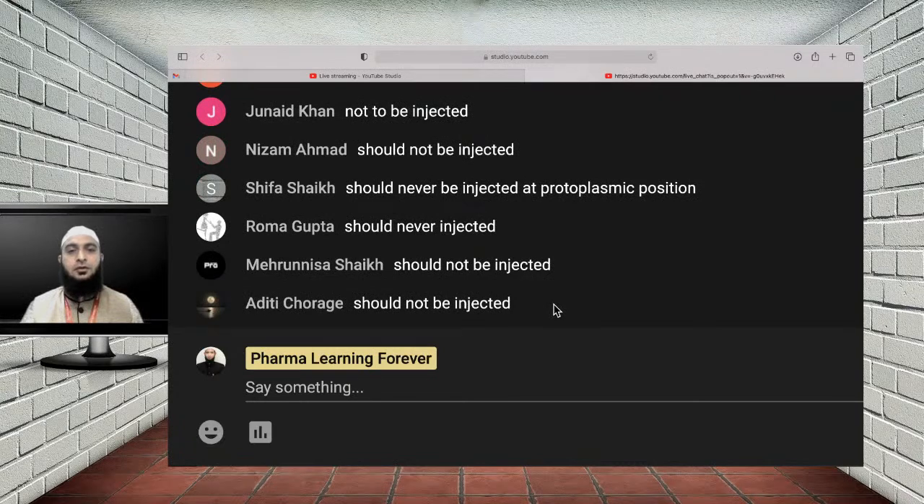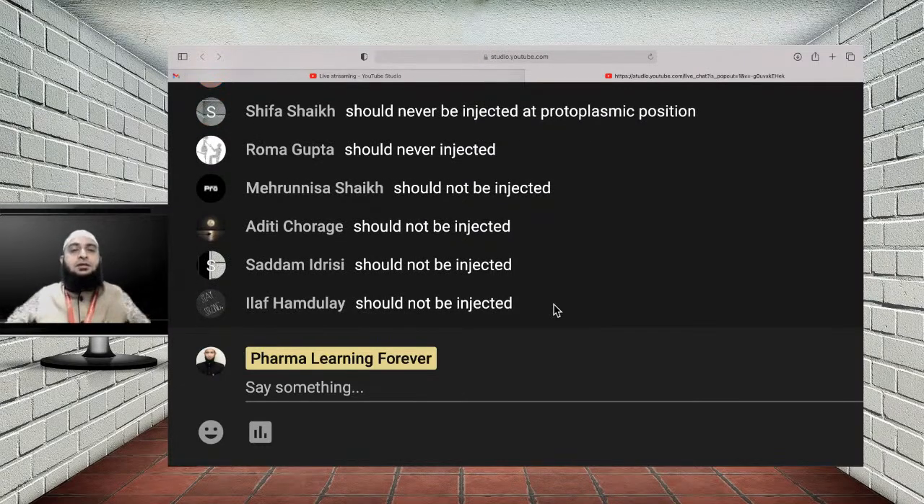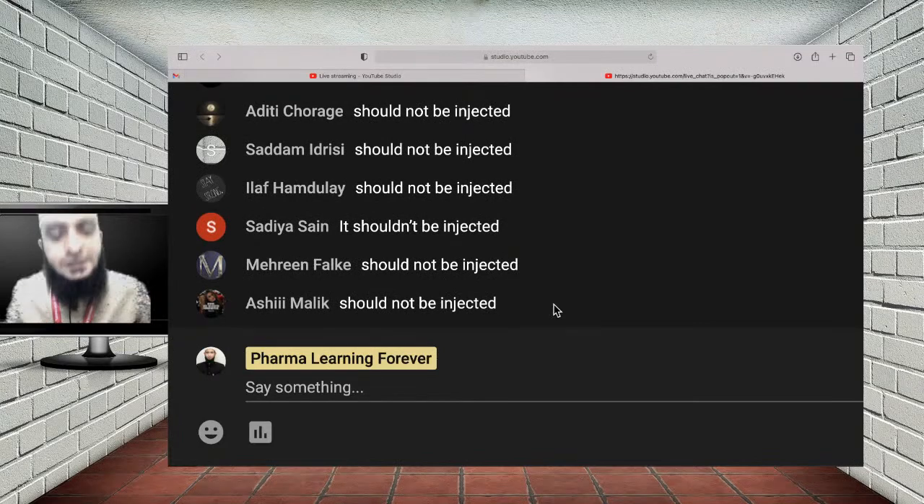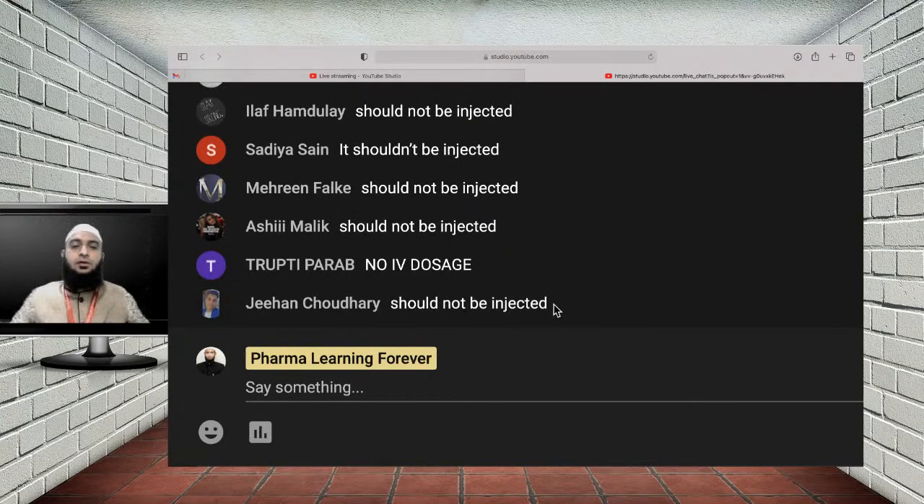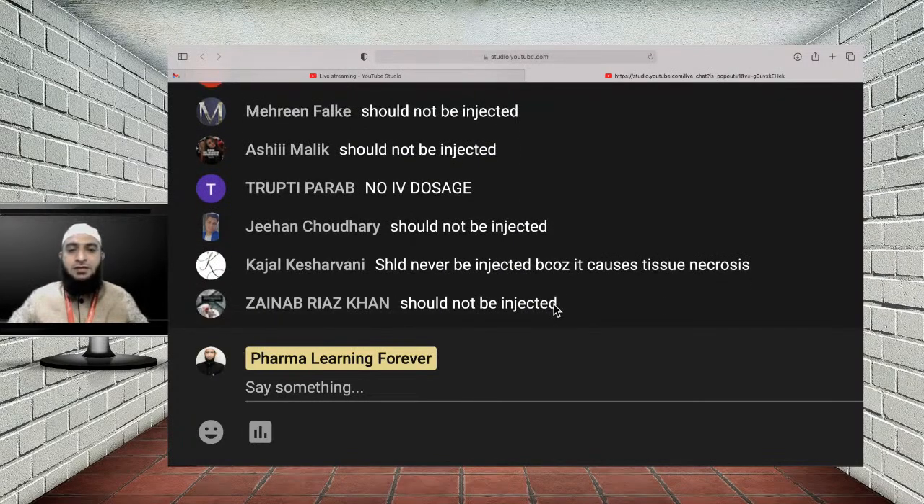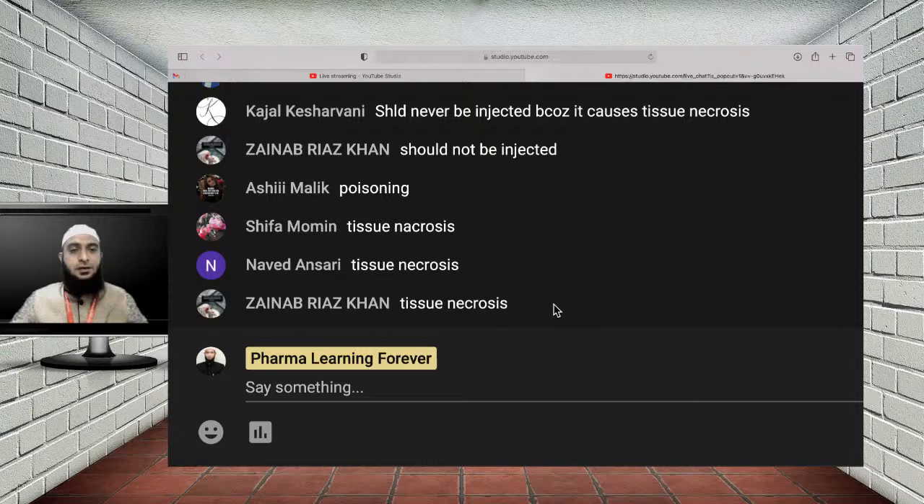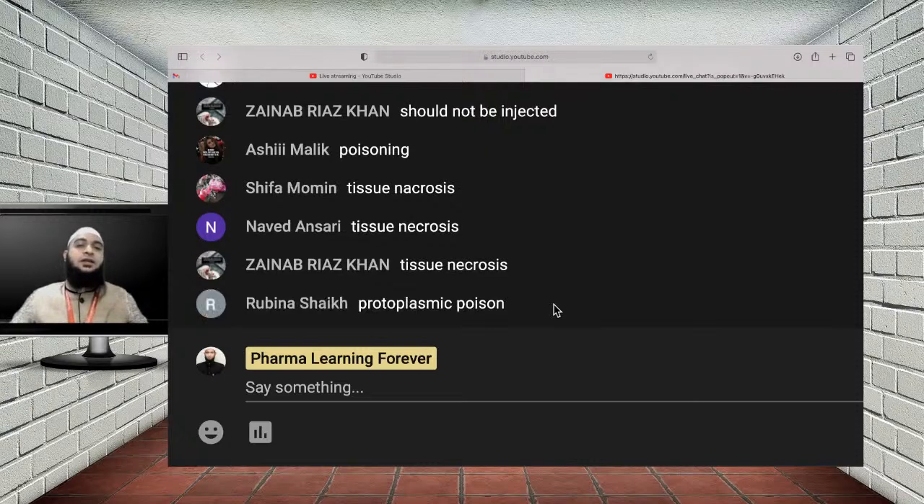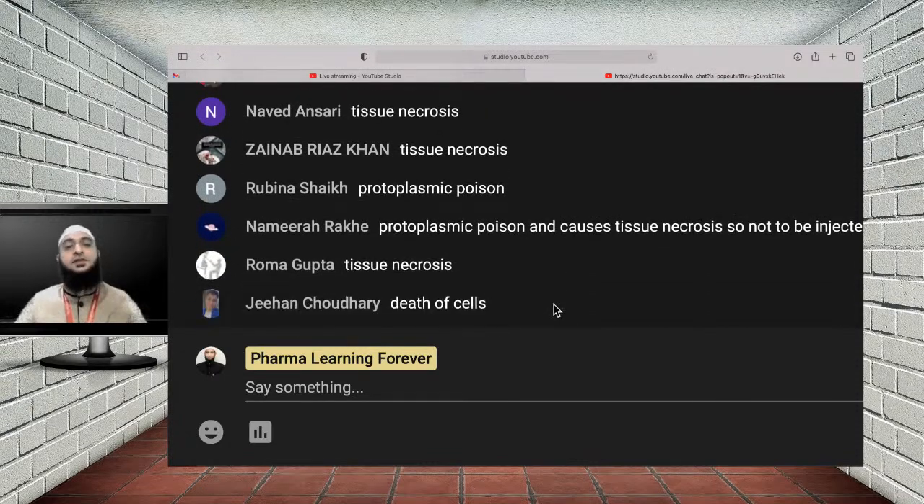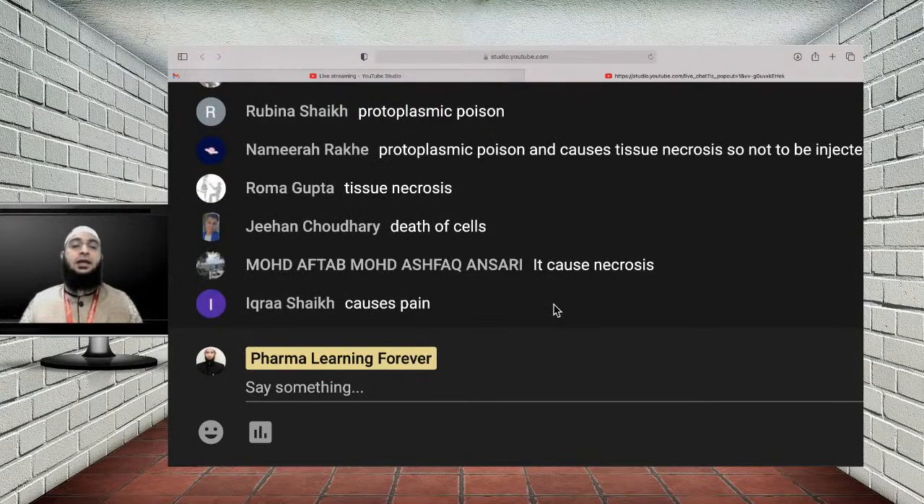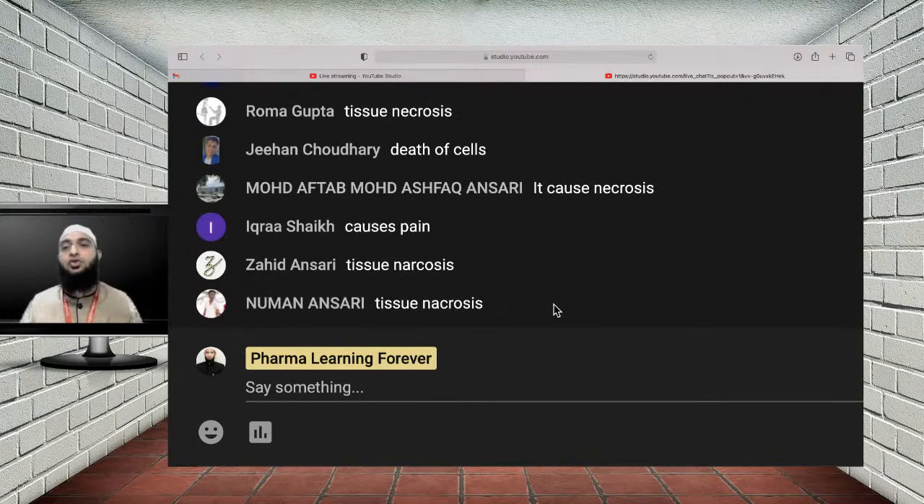Shifa mentioned that injection causes protoplasmic poison. Yes, one reason is that it is a protoplasmic poison. What could be another reason? What happens in severe cases? This protoplasmic poison becomes severe and may lead to other problems as well. Kajal mentioned that it should never be injected because it causes tissue necrosis. So there are two reasons: it produces protoplasmic poison, which damages the cell, and in severe cases it is so severe that it may lead to tissue necrosis.